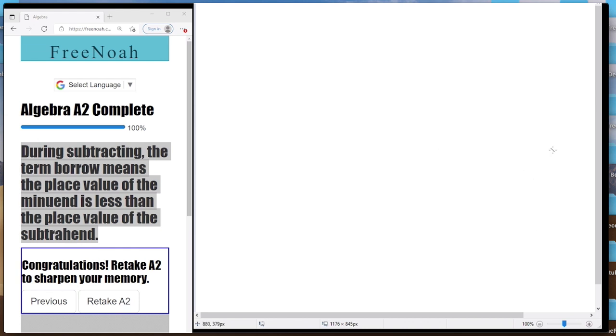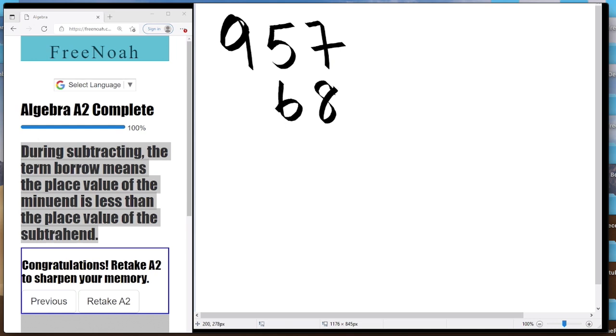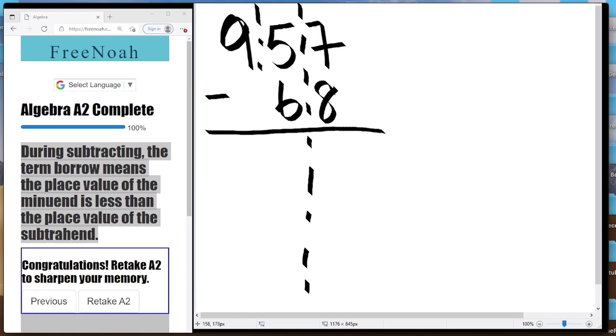Let's give you another example here. All right, so we're going to do 957, and we're going to put 68 right here. So 957 minus 68. Let's form a little more organization here by placing these dotted lines, setting up place values here, some form of organization, right?